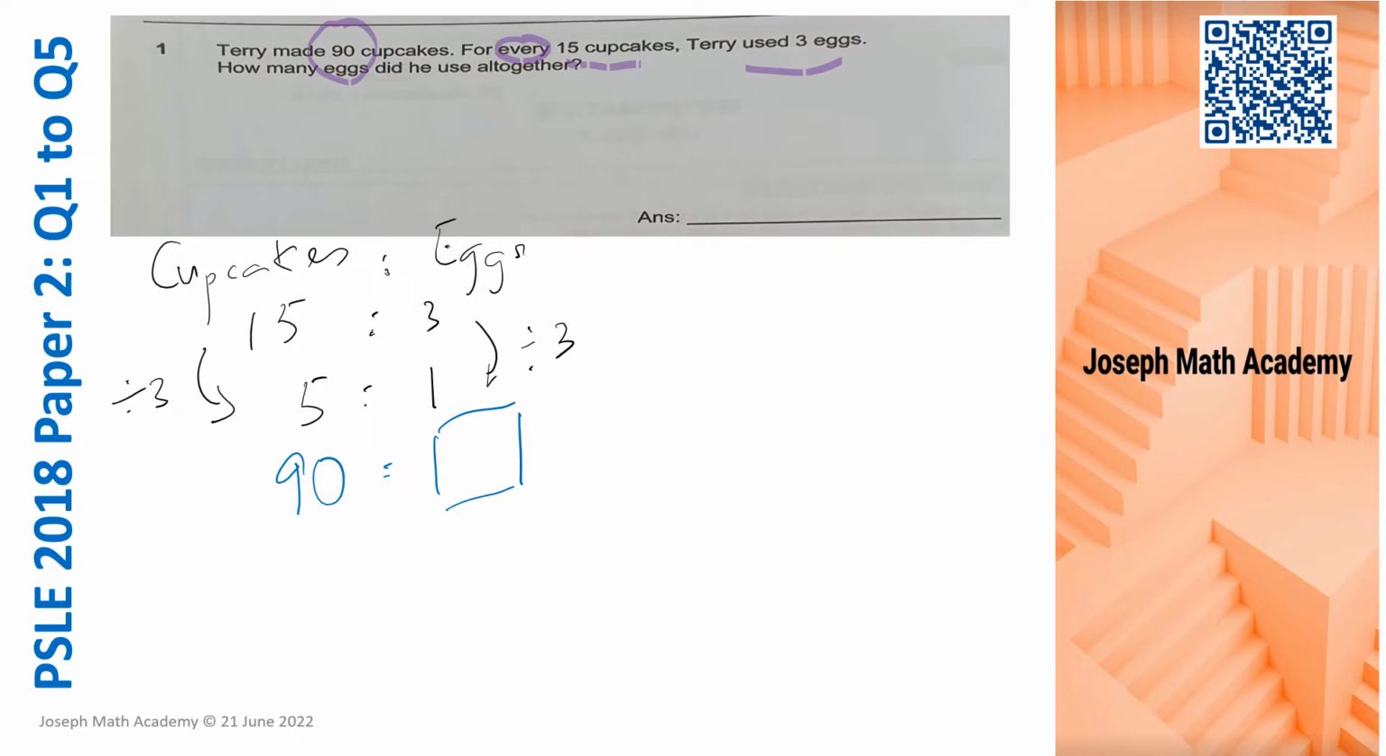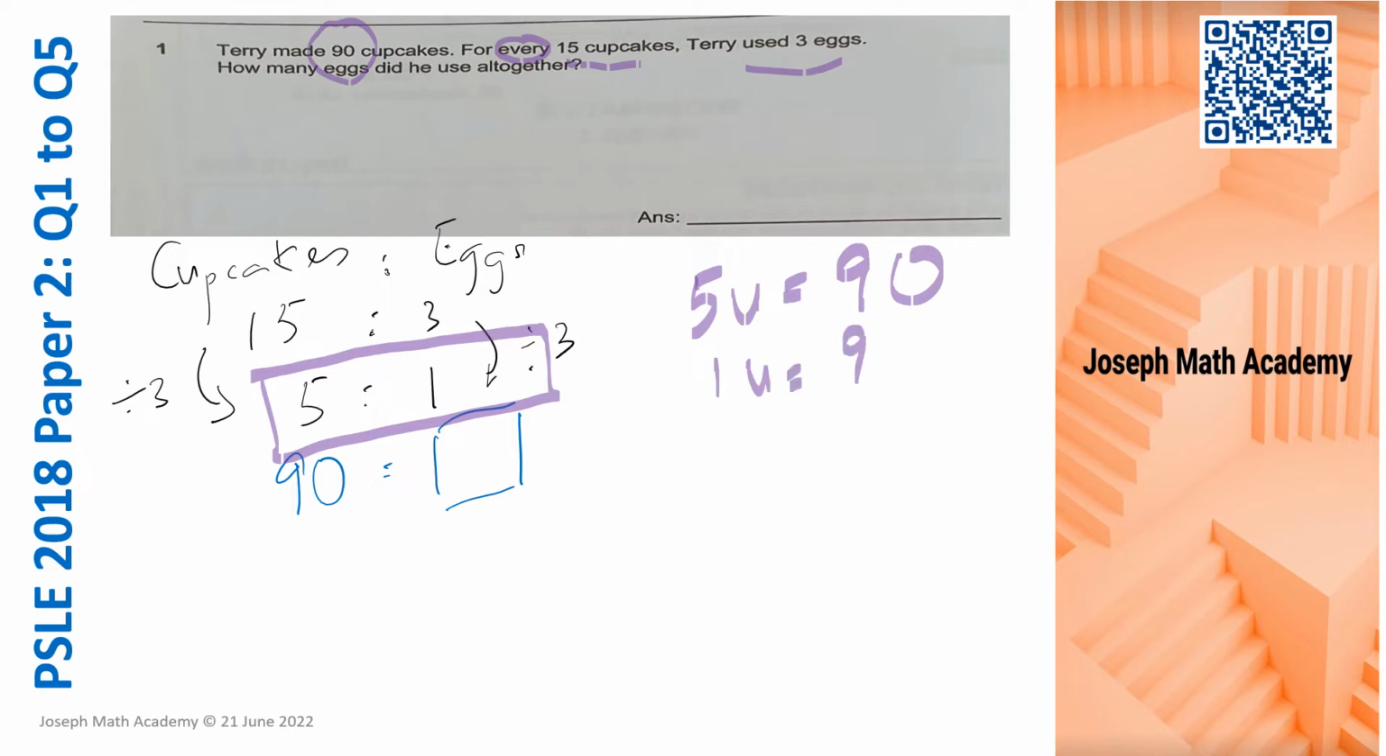So here we go. We have the most important ratio. This ratio gave us a very powerful clue. So 5 units is 90. 1 unit, 90 divided by 5, right? That gives us 18. 1 unit is 18. So if we have to make 90 cupcakes, we really need 18 eggs. So I have already answered the question. Terry used 18 eggs altogether.